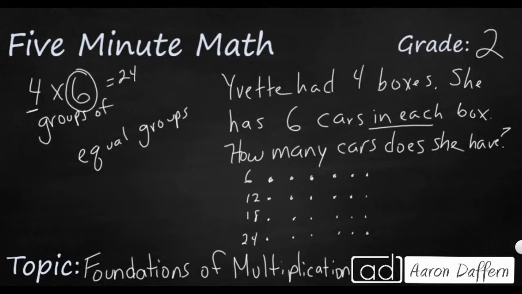If we wanted to, we could just add 6 plus 6 plus 6 plus 6. That is 24. Or remember, we can flip around if we want to. We can say 6 times 4. And that's also going to give us 24.